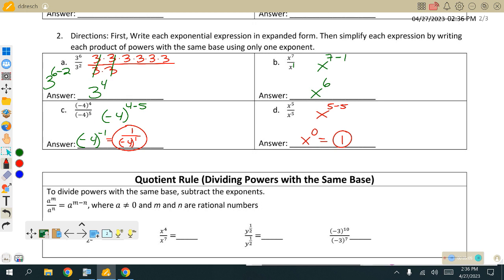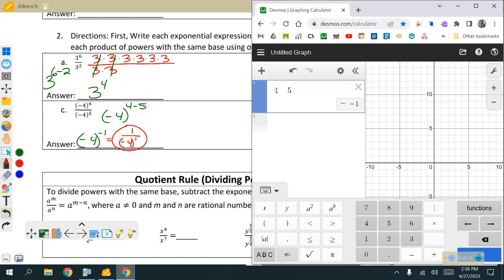Not your phone though. I don't think your text messages can do exponential powers there, Jeremiah. Nope, it can't. I know it doesn't. All right. I already know it doesn't.